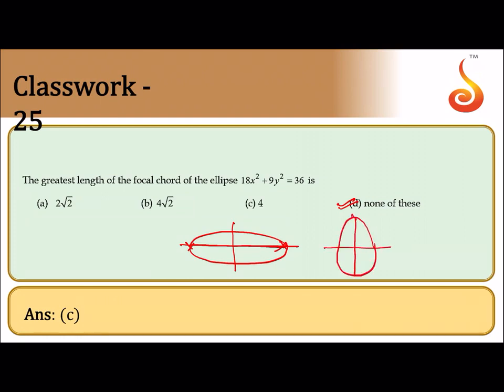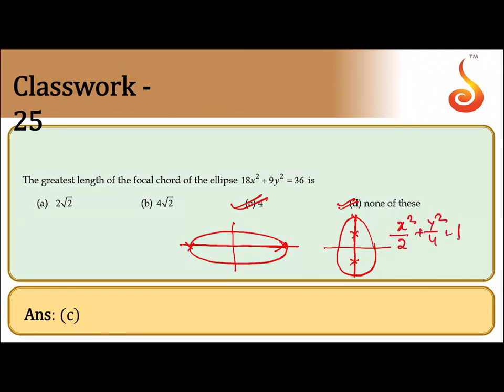Obviously, this is one ellipse. But in our case, this ellipse is given to us, and this is the focal chord. Obviously it passes through both the foci. Then answer 4 is correct.